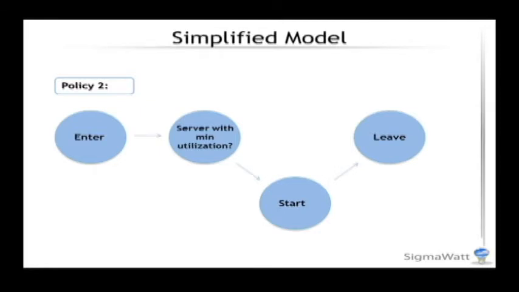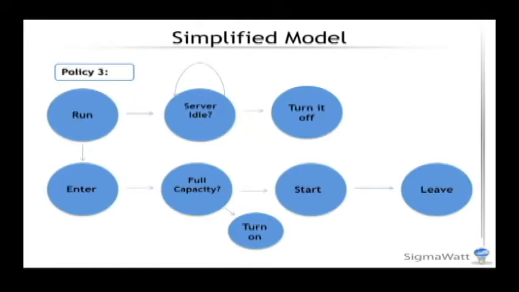Lastly, we have policy 3. Policy 3 has a special feature of turning off servers when they reach a threshold of a user-defined idle time, and turn on more servers when servers currently in use are seeing high demand. This high demand threshold is set at the beginning of the run by the user.